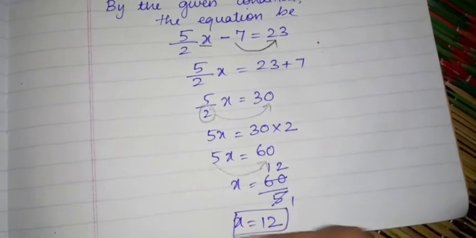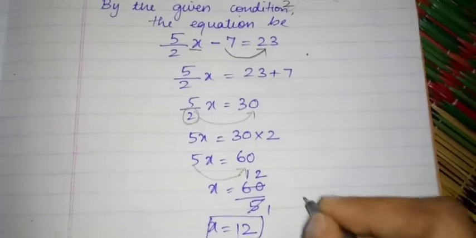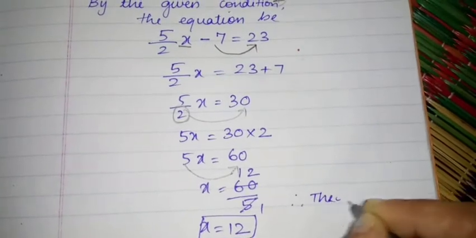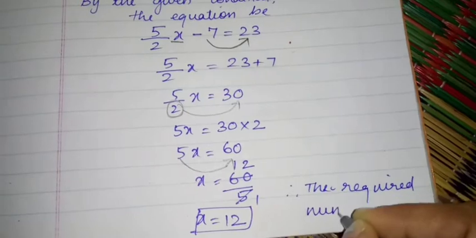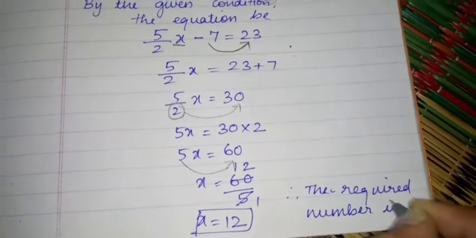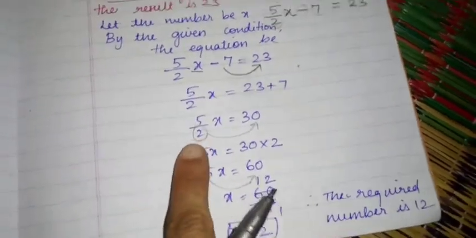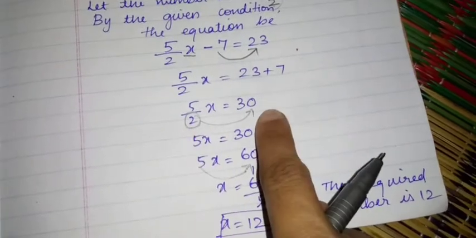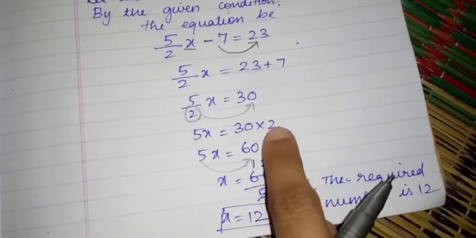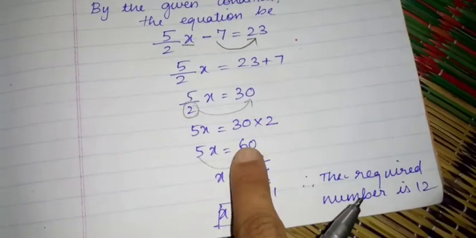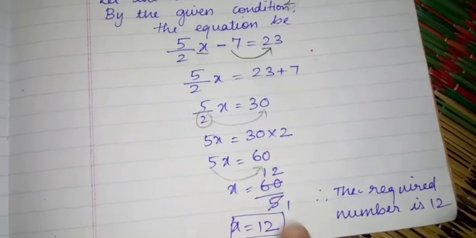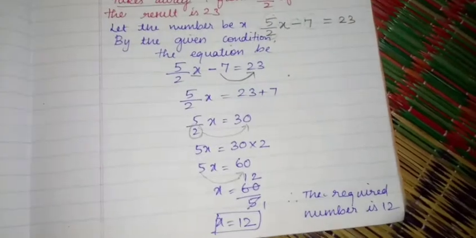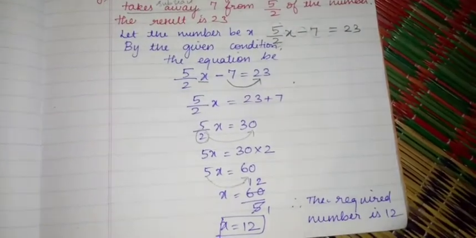12. So the number he was thinking of is 12. Therefore, the required number is 12. Listen, children, 5 by 2 is there. First I am shifting the 2 to the other side, so it becomes multiplied by 2. Then 60. Then the 5 I am bringing down becomes division, then cancellation. So x is equal to 12 is the answer.